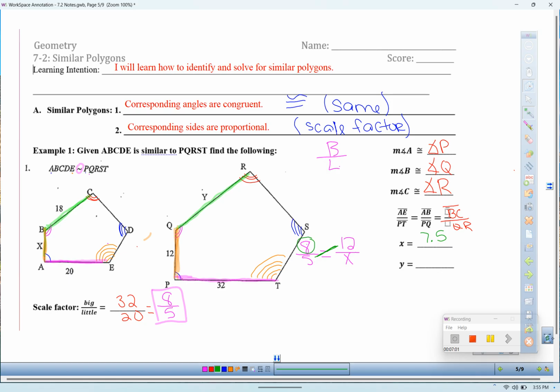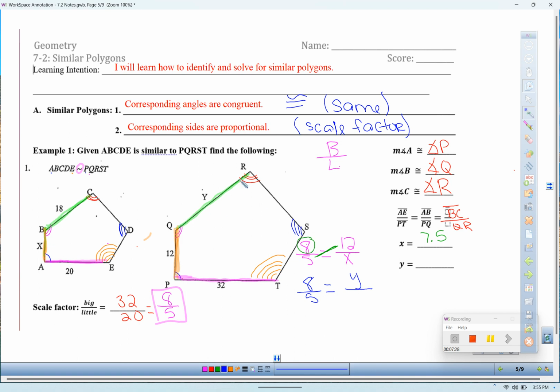Okay, so let's solve for y. We're going to use the same exact scale factor because we're using the same 2 polygons. So I'm going to set it up just like I did right away. 8 over 5 equals, and I'm going to go ahead and get my fraction bar out there. And this time I'm looking for y. Is y in the big polygon or the little polygon? It's over here in the big one. So we want big on top, so this y will go on top.